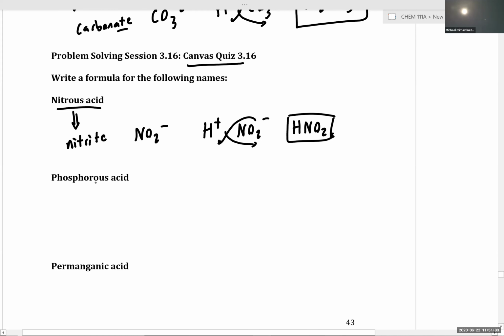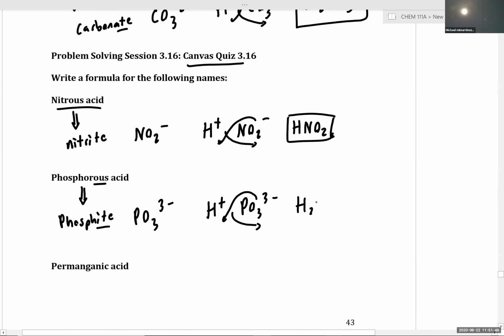Let's look at phosphorous acid. The OUS is derived from ITE, so it's derived from phosphite. Would someone like to provide in the chat the formula of phosphite? What is the formula of phosphite? Recalling our table of polyatomic ions, it's PO3 3 minus. So writing the charge of H plus and the charge of phosphite and crossing our charges, that in turn gives us H3PO3. Perfect. So this is phosphorous acid.